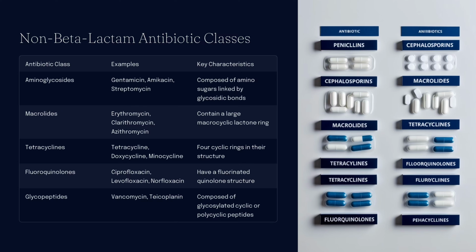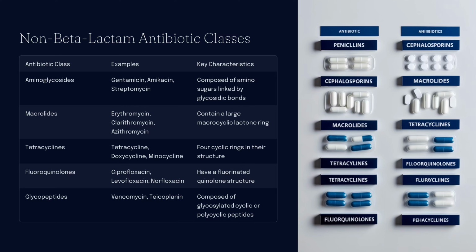Ninth is polypeptides, which contain a polypeptide chain in the structure. Examples are polymyxin B or colistin, and bacitracin. Tenth class is rifamycins. These have a naphthohydroquinone structure, like rifampin and rifabutin. And the last class under the chemical structure classification is nitroimidazoles. These contain a nitroimidazole group, like metronidazole and tinidazole.